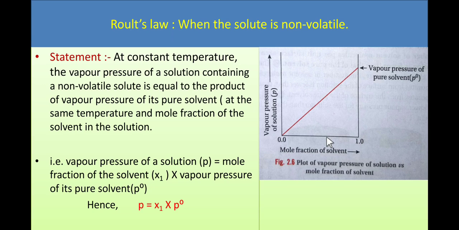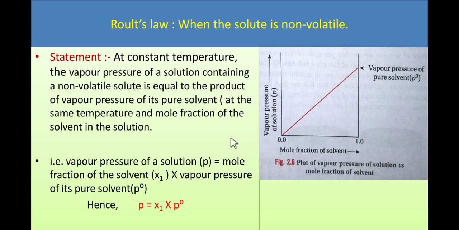On going along this direction, if we increase the moles of the solute, then the mole fraction of the solvent is decreasing, and therefore vapor pressure is decreasing. When there is no solvent, all is solute, that is mole fraction of the solvent is 0, then vapor pressure is also 0. This is the Raoult's law of solution containing non-volatile solid solute. So I think you understood the formula and the statement.